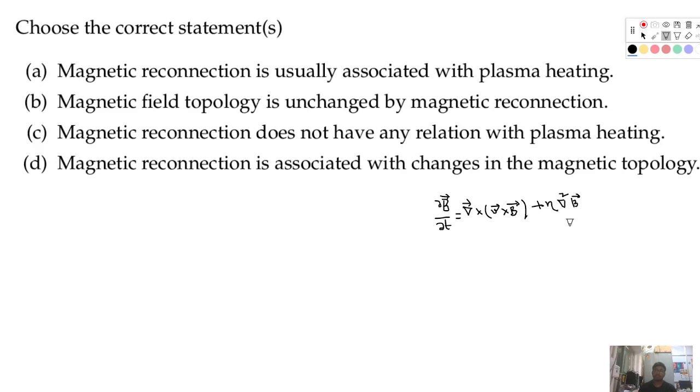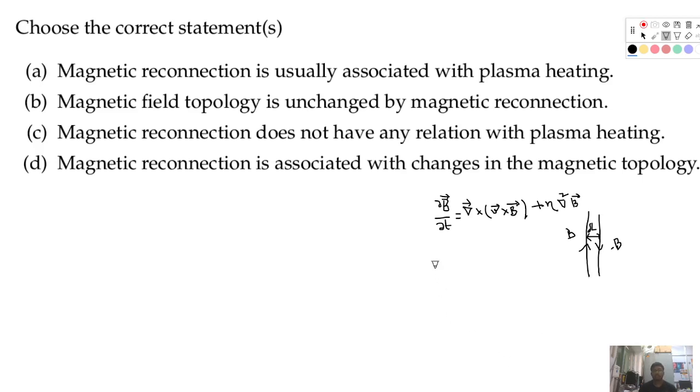Now one scenario for a steeper gradient is when you have totally anti-parallel field lines which are very close to each other. Here you see that over a very small length scale you have a very high change in the magnetic field, right? If this is B, this will be minus B. So you have 2B change over a very small length scale delta L. This will give you a very high grad squared B here. That means your magnetic diffusion will be very high.